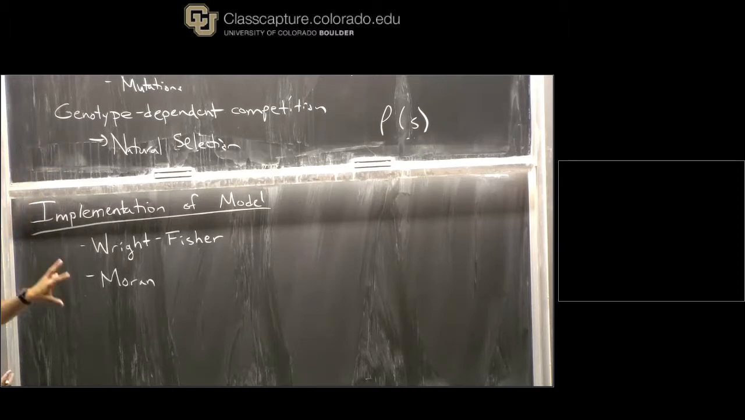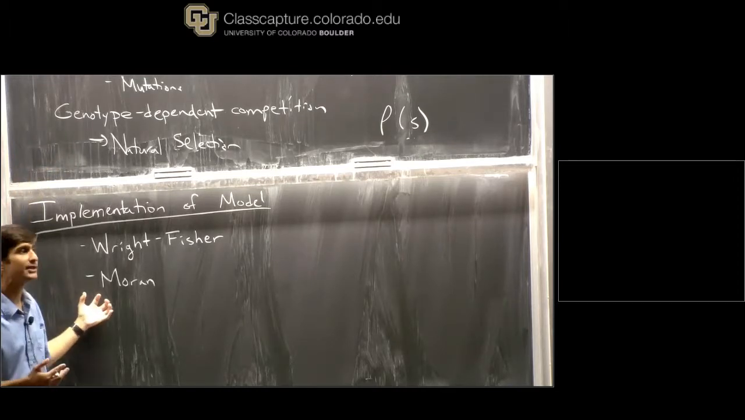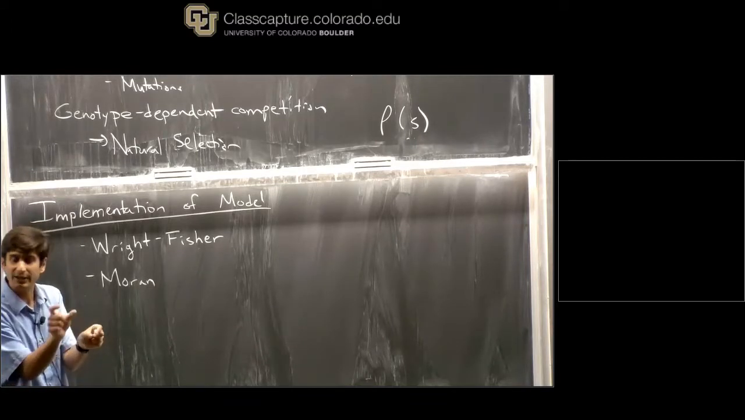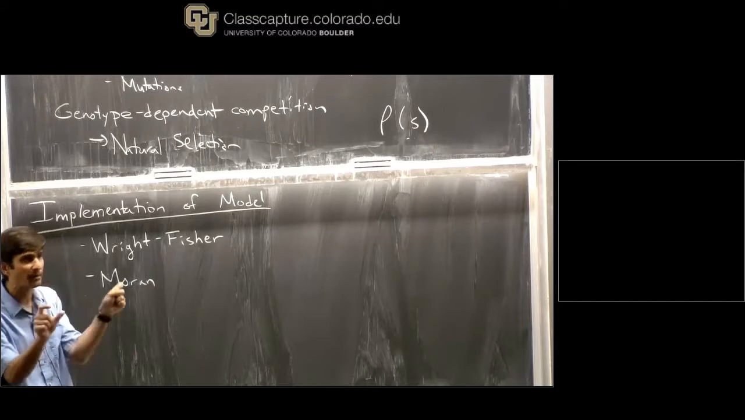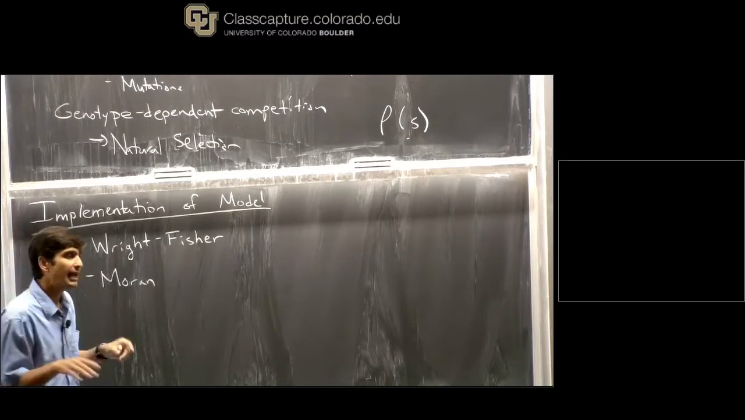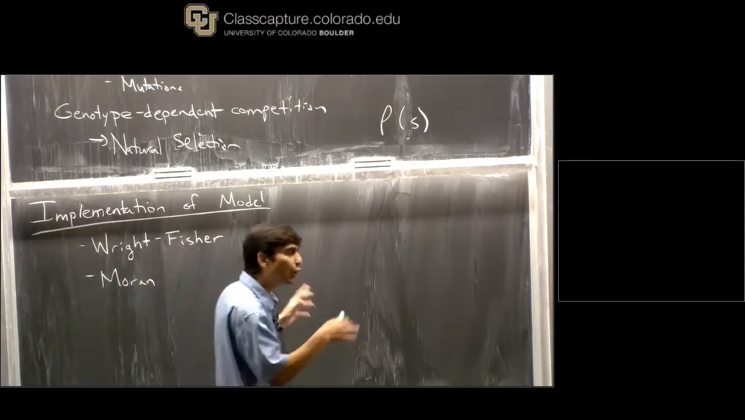And there's other models we could write down. We could write down continuous time models. We'll talk about some of those. Like you imagine a little interval of time dt, and there's some probability, proportional to dt, that individuals die or reproduce. And we can write down models like that. And they'll all be slightly different.